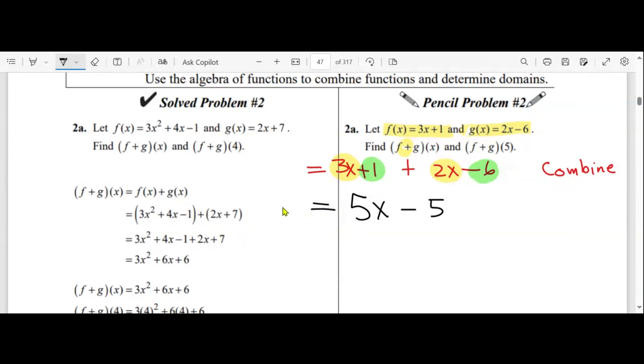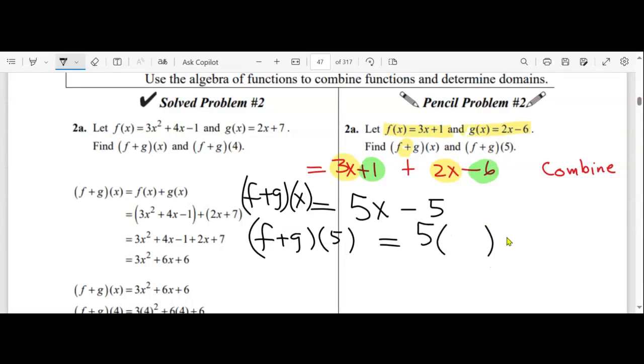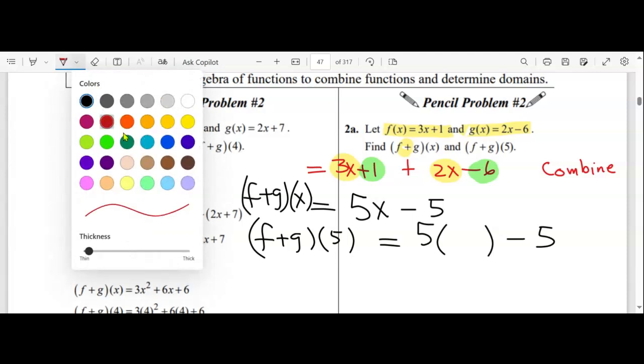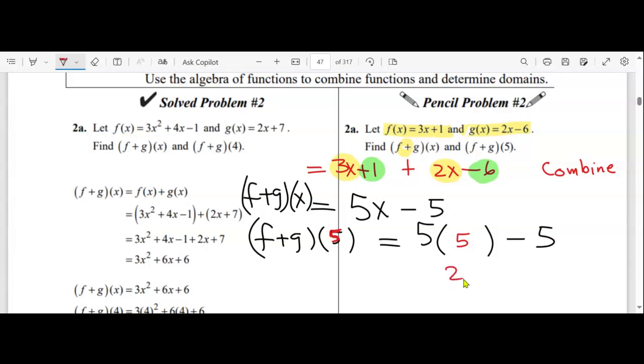Is this clear? Wait, he's asking for something else. What did he say? Replace x by what? By 5. Very good. So I have here 5x minus 5. This is just x and this is 5. So I'm going to put 5 here, open parentheses, minus 5. I like to write it like this. So here is 5, so I'll put here 5 times 5 minus 5. The answer is 20. Easy as easy? Okay. Good.